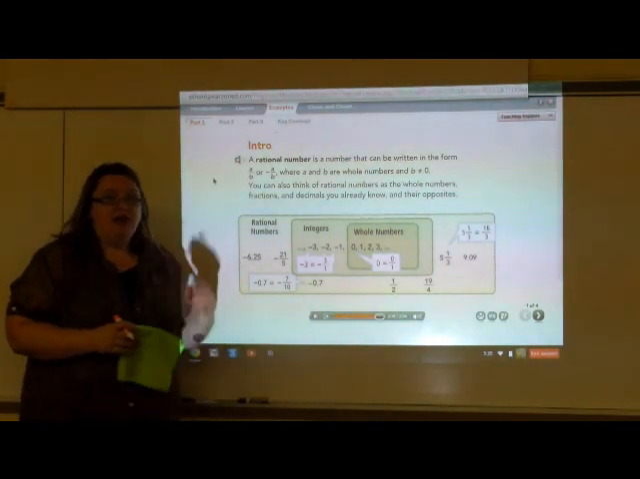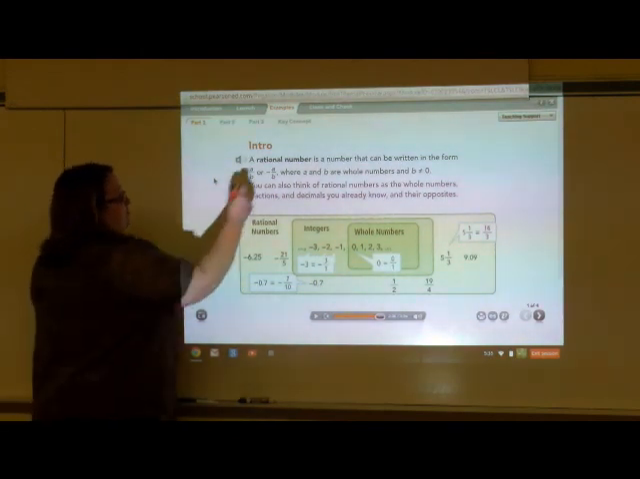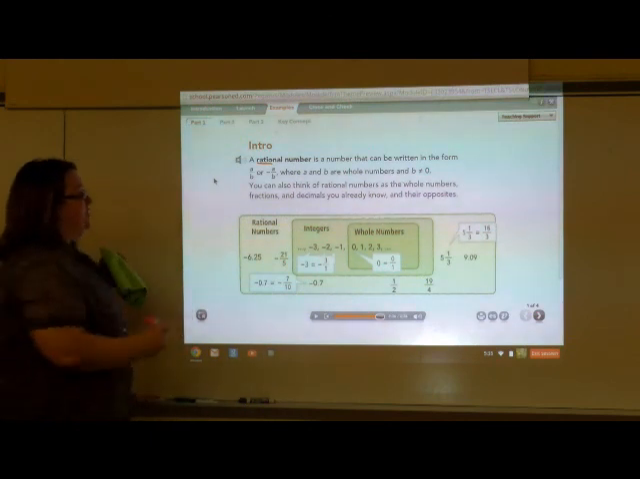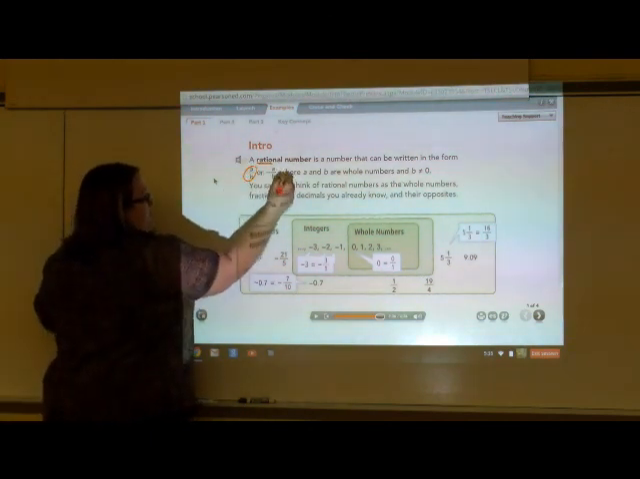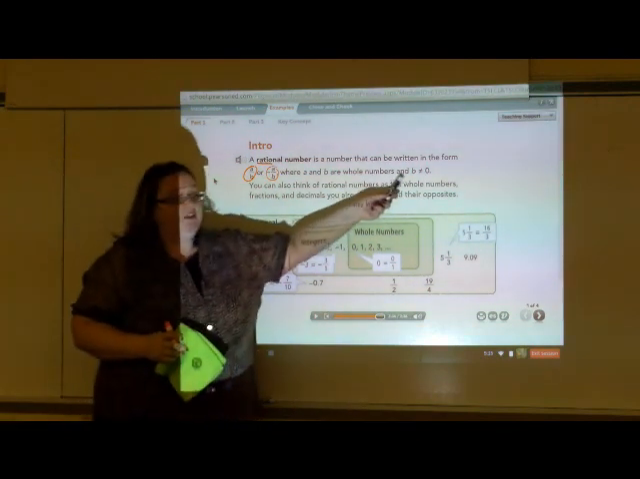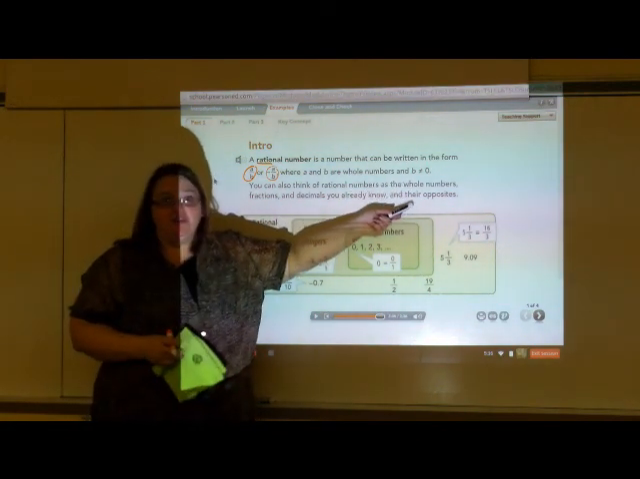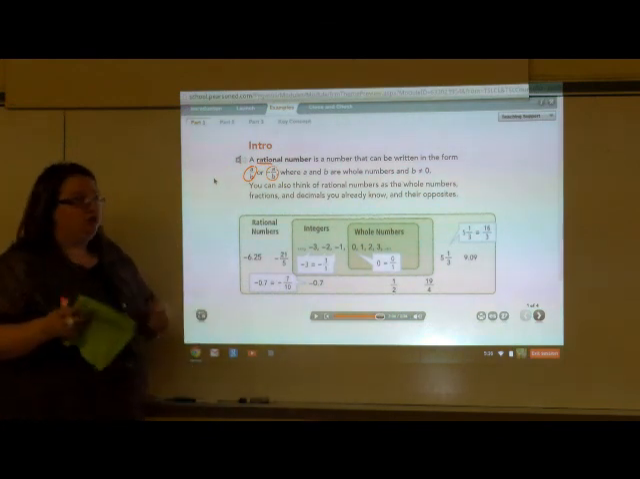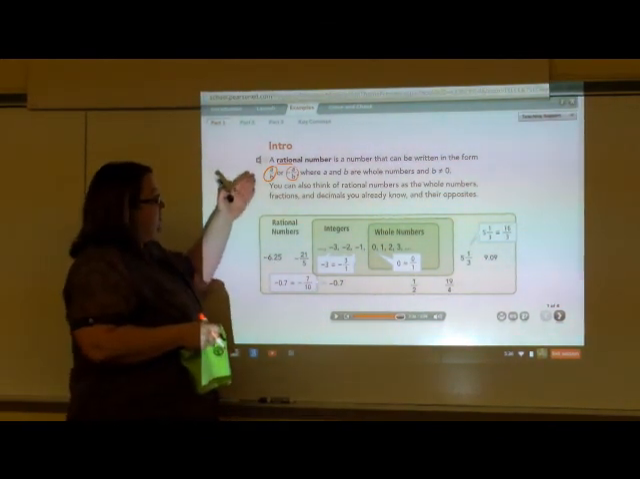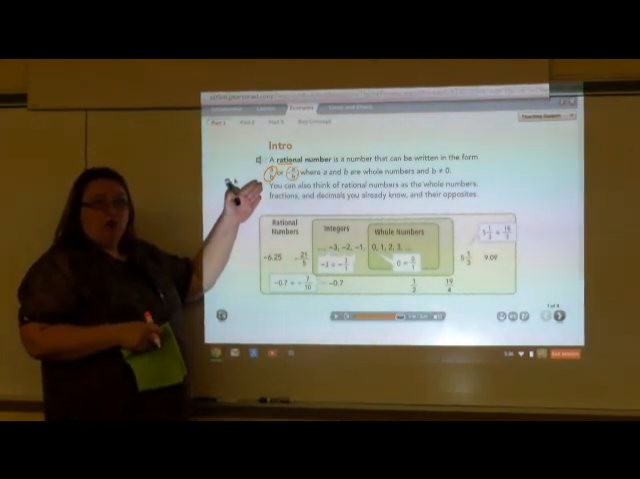I want to focus on the rational number for the moment. Remember, the rational number has the word ratio in it, and we see ratios, both positive and negative. We do have the little disclaimer where the b, the denominator, cannot be equal to 0, but you are already aware fractions cannot have 0 in the bottom. So as long as our b value is not 0, we're in good shape.